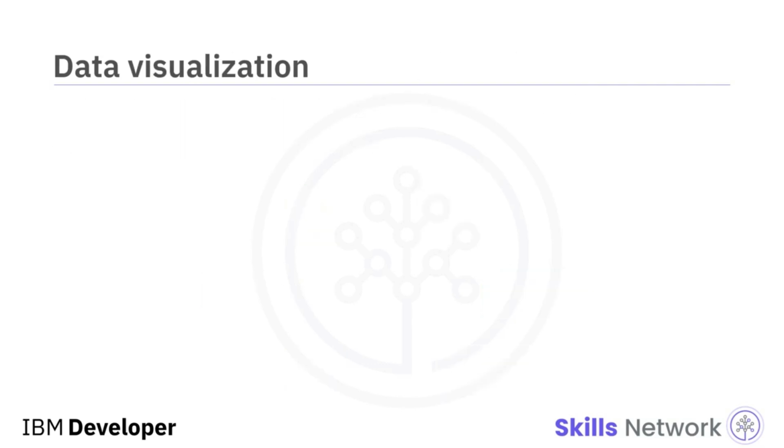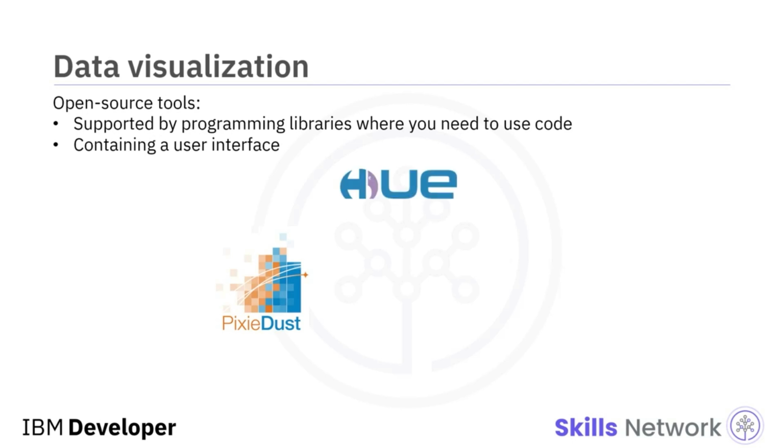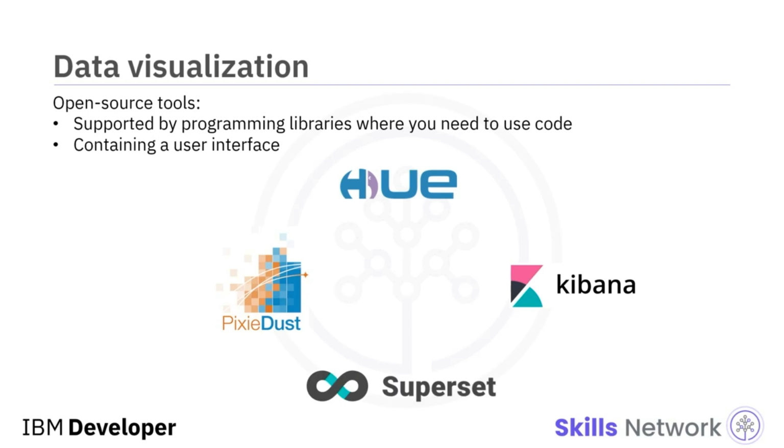Now, let's discuss the most widely used open source data visualization tools. You must distinguish between programming libraries where you must use code or tools containing a user interface. PixieDust is also a library but has a user interface that facilitates plotting in Python. A similar approach uses Hue, which can create visualizations from SQL queries, whereas Kibana, a data exploration and visualization web application, is limited to Elasticsearch, or data provider. And finally, Apache Superset is a data exploration and visualization web application.